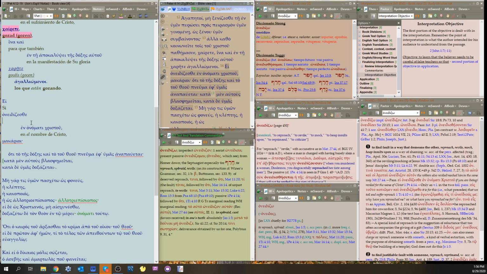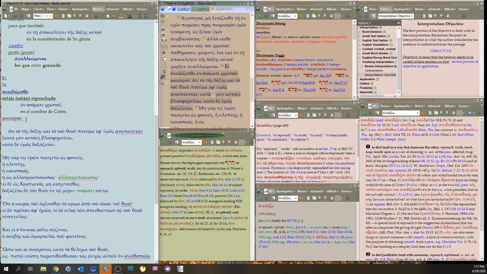Yeah, they're being reproached. And let's see, they are being reproached. And I believe it's in the, nope, it's indicative. So it's a fact. This is something that is going on in their lives. So let's put that in. They are being reproached. So when we said this was a fact, so indicative. There we go. In the name of Christ.